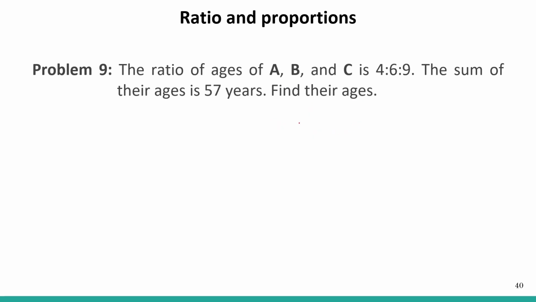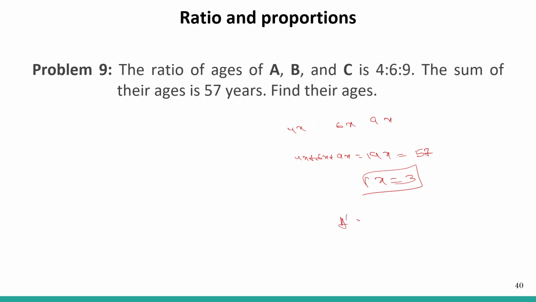So let's see problem number 9. The ratio of ages of A, B and C is 4:6:9. The sum of their ages is 57. Let their factor be x, so they become 4x, 6x and 9x. Their sum is 4x plus 6x plus 9x, which is nothing but 19x. This is equal to 57, which implies that x is equal to 3.